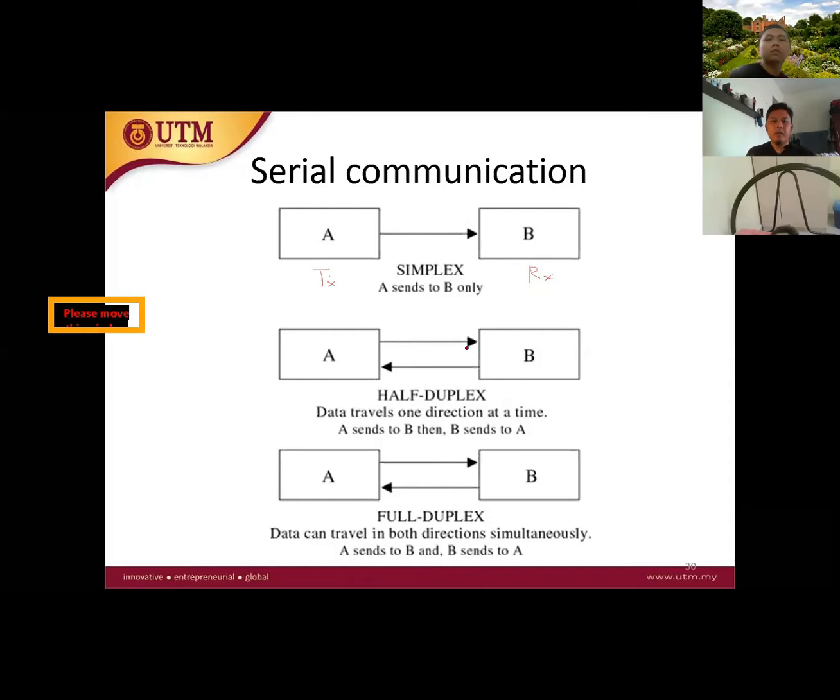Half duplex, data can only travel in one direction at a time. A sends to B, and when that transmission is finished, then B can send to A. So that is half duplex. Full duplex, no problem. They both can talk and listen at the same time. So that is full duplex.